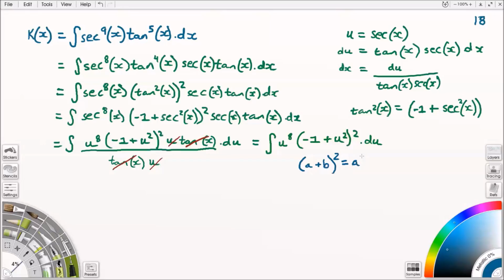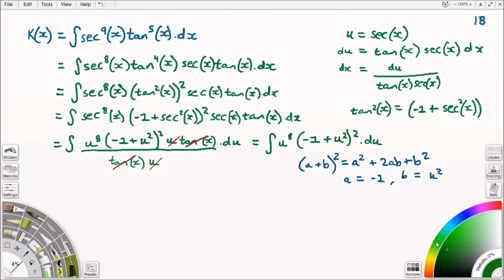which is a squared plus 2ab plus b squared. That is a very handy thing to remember. Definitely remember that. Now we're going to let a equal -1, our first term in here. We'll let b equal u squared. Now we can just turn this here into this.